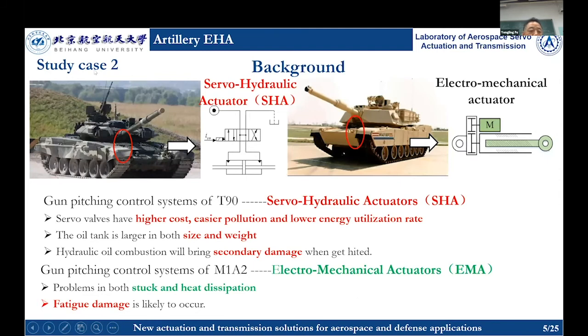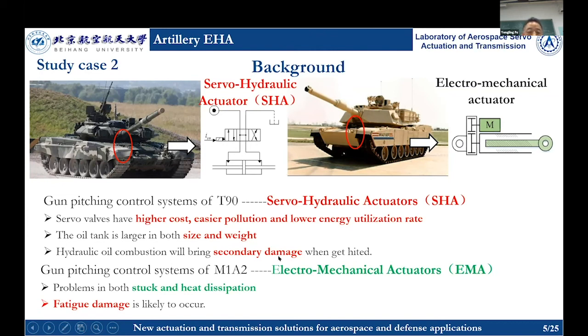This is another case study. This is an artillery. Generally, this gun is regulated by a servo hydraulic actuator, SHA. For example, T90 gun pitching control uses SHA. SHA has a servo valve, and the servo valve has high cost, is easily polluted, and has low energy utilization rate. The oil tank is larger in both size and weight. Hydraulic oil combustion will bring secondary damage when heated.